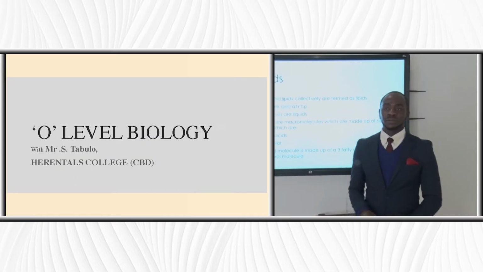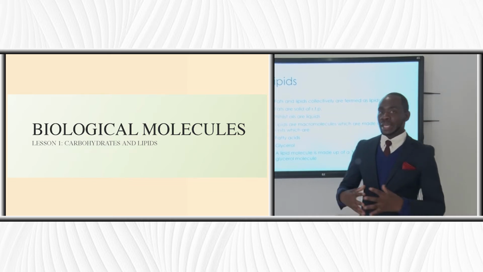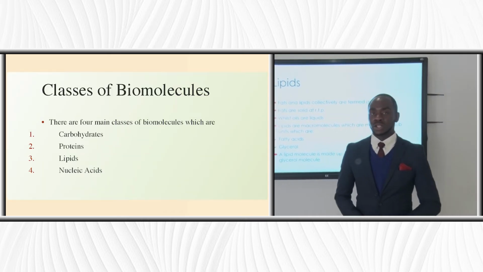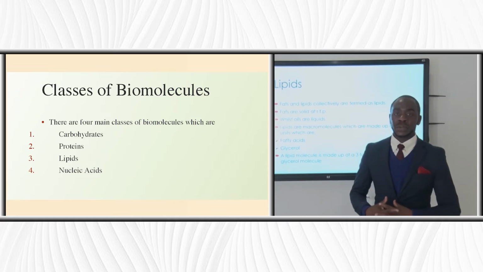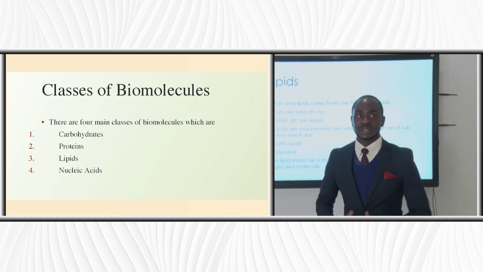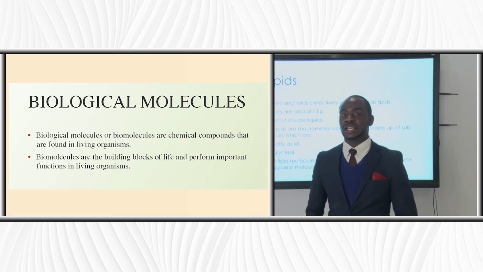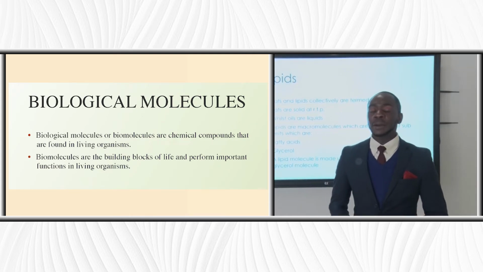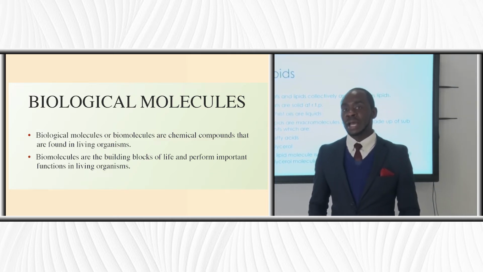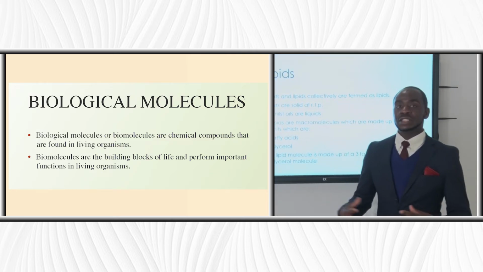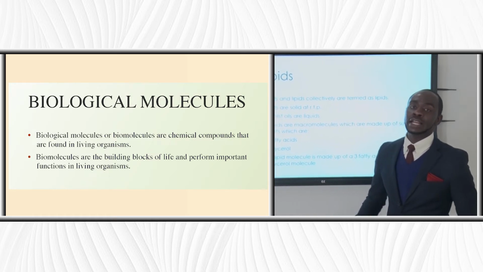Welcome back, learners. Before the break, we were looking at biological molecules. We began by looking at the 4 classes of biological molecules, which are carbohydrates, lipids, proteins, and nucleic acids. We defined a biological molecule or a biomolecule as a chemical compound that is found in living organisms. Biological molecules are the building blocks of life, and they perform important functions in living organisms.